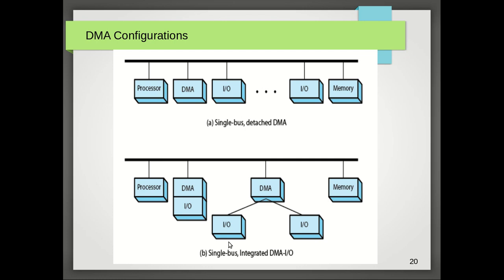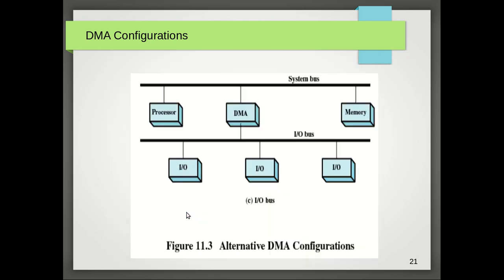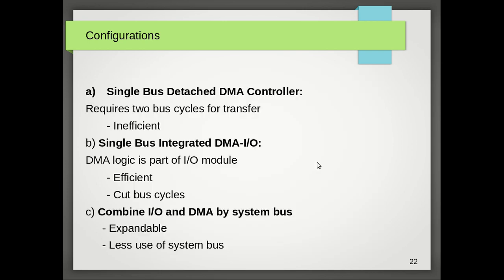Another configuration is single bus integrated DMA. There is a single bus and DMA, and to that DMA, whatever IO devices we require can be integrated. That's why it is integrated DMA IO. Then the alternate DMA configuration, we can have DMA with IO bus and IO module attached. Okay, so these are the explanations of these configurations.